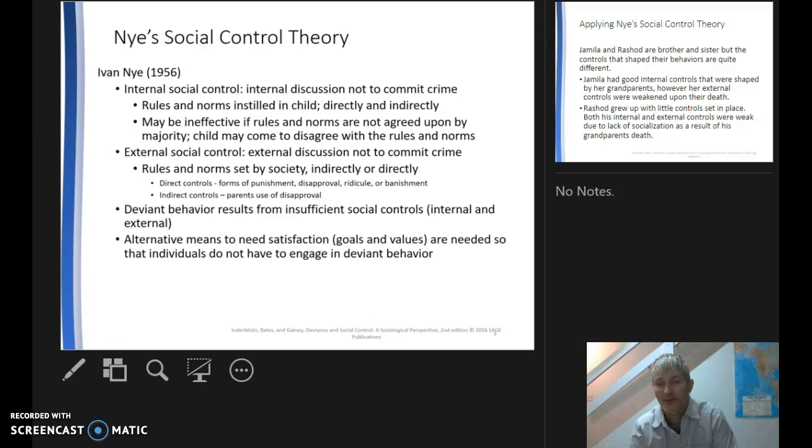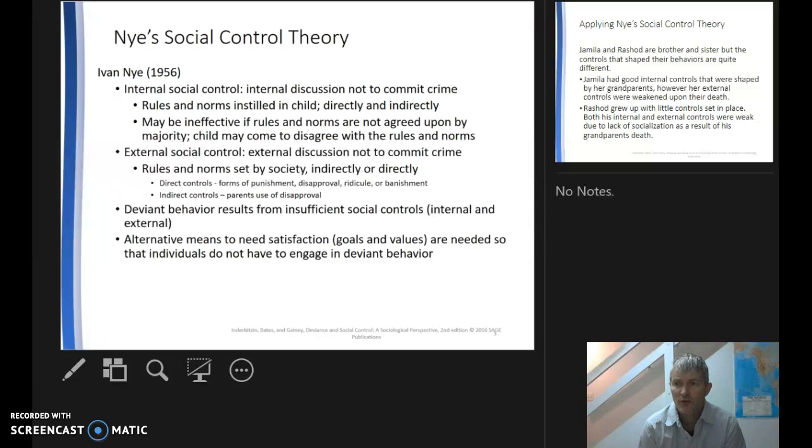Then we fast forward to 1956, and we start to see social control theory regain its significance in the social sciences, especially in the use of criminology. Ivan Nye is an important social theorist. He's looking at internal social control versus external social control. Internal social control, of course, is the internal decision to not commit crimes.